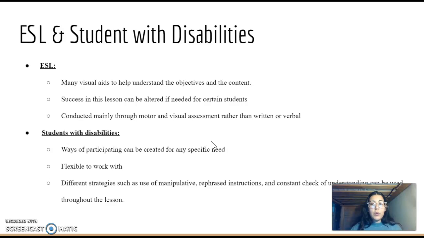And for students with disabilities, there are many ways of participating, and the lesson plan is very flexible with the needs of specific students. It's hard to say specifically how to change it, because there are so many disabilities, but the changes will be able to be made. And there are different strategies that can be used, such as manipulatives, rephrased instructions, and constant checking of understanding throughout the lesson.